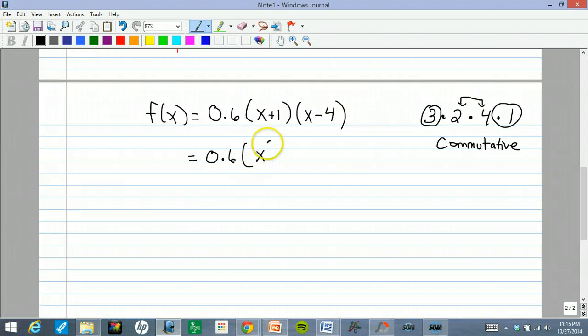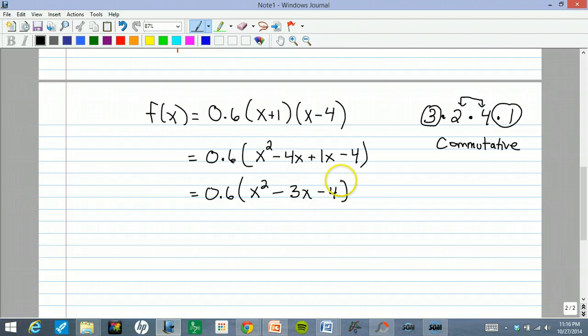X times x makes x squared. Negative 4 times x, 1x and negative 4. And clean this up. 0.6 times my like terms here, x squared minus 3x minus 4. Last but not least, distribute that through. Negative times a positive is negative. 60 cents 3 times is $1.80. And then 0.6 here, 60 cents 4 times is 2.4. And there you have it.